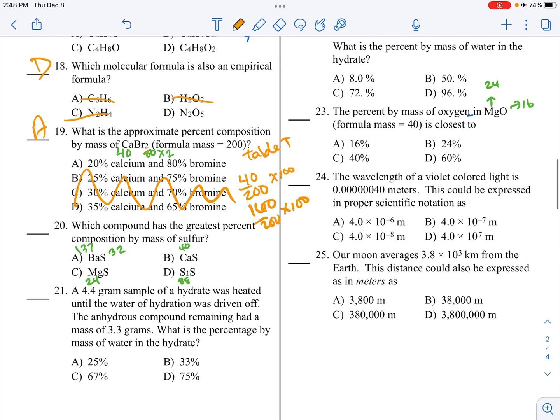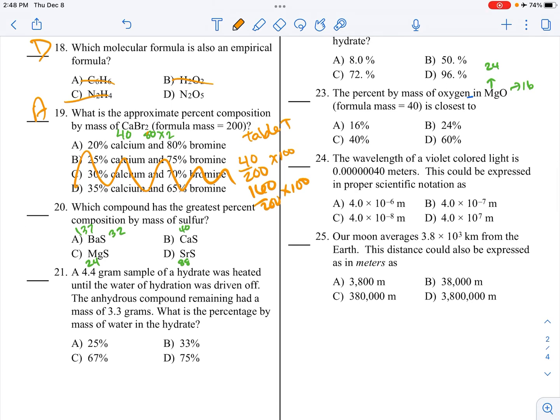Which is the greatest percent composition by mass of sulfur? So sulfur is 32. 137 plus 32. So the first one is 32 over 137 times 100. The second one is 40 plus 32. So this is 32 over 72, times 100. This is 24 plus 32, 56. And 88 plus 32 is 120.